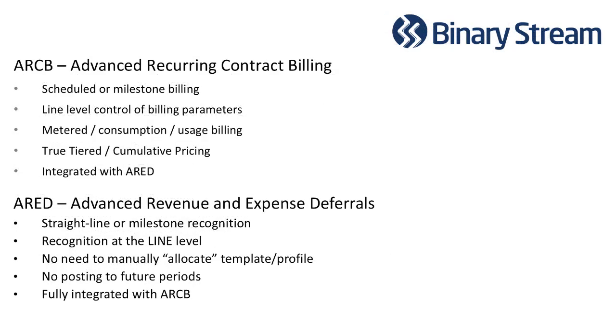Advanced Recurring Contract Billing allows us to do either scheduled or milestone billing. Scheduled billing would be like billing in January, February, March, or billing each quarter, or billing each year, whereas milestone billing is more like, say, 10% upfront, 15% upon a certain milestone being met. Maybe it's some installation or user acceptance testing, something like that. You don't know when those are going to happen, but there are milestones built into the contract. In any event, you get line-level control of the billing parameters.